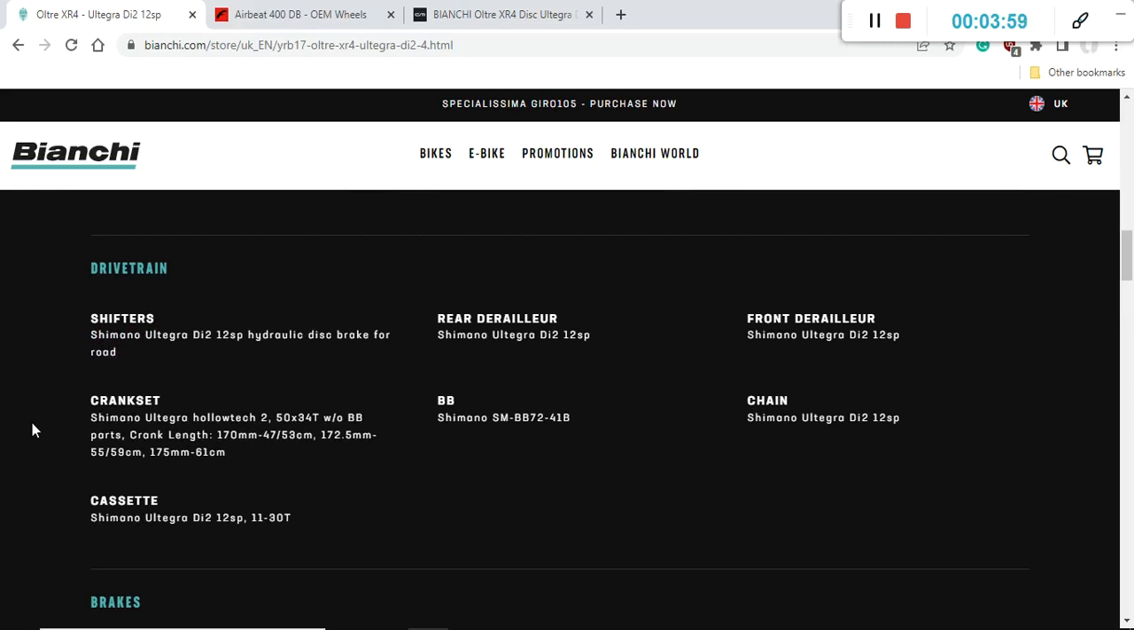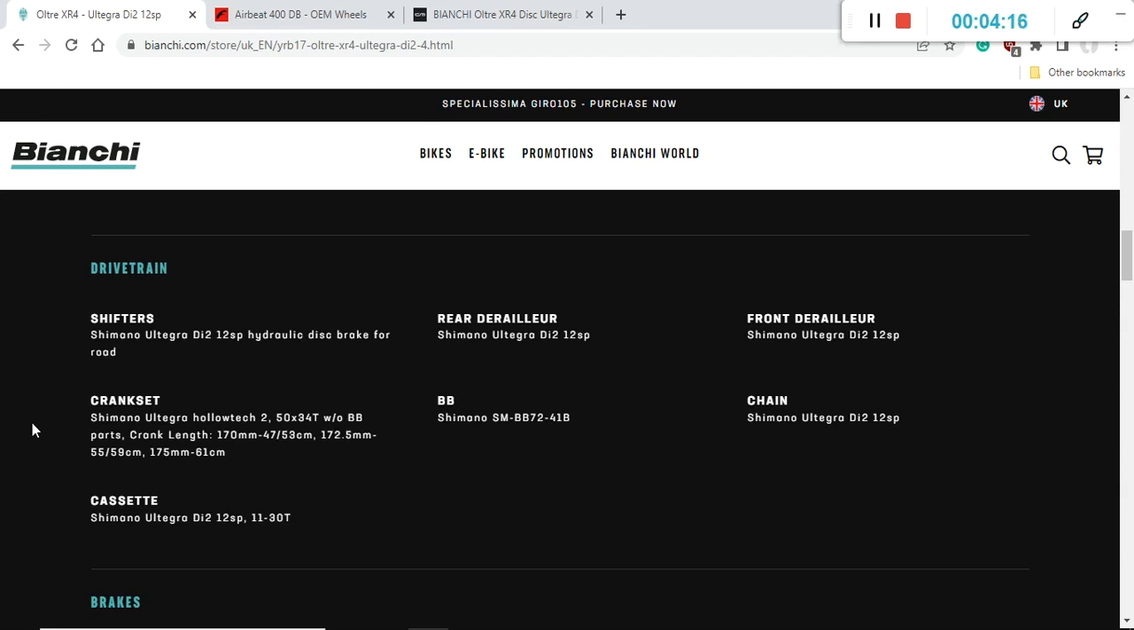Now let's talk about the drivetrain on this bike. So what do you get? You are getting a superb Shimano Ultegra Di2 groupset. This is an electronic, 12-speed groupset from Shimano, and it's absolutely a stunning, excellent groupset. Creme de la creme, no problems here, and it will work perfectly fine.